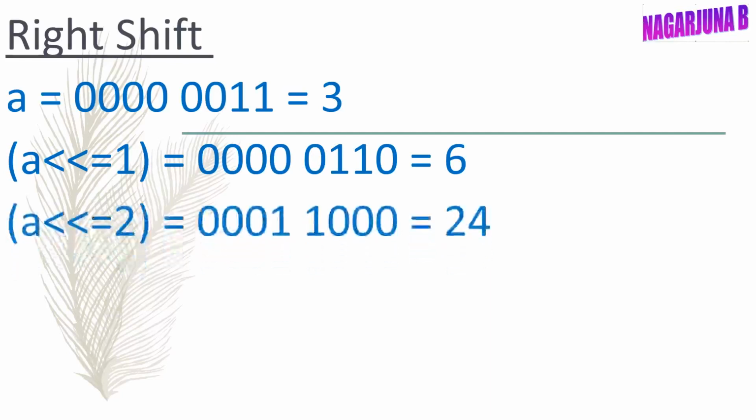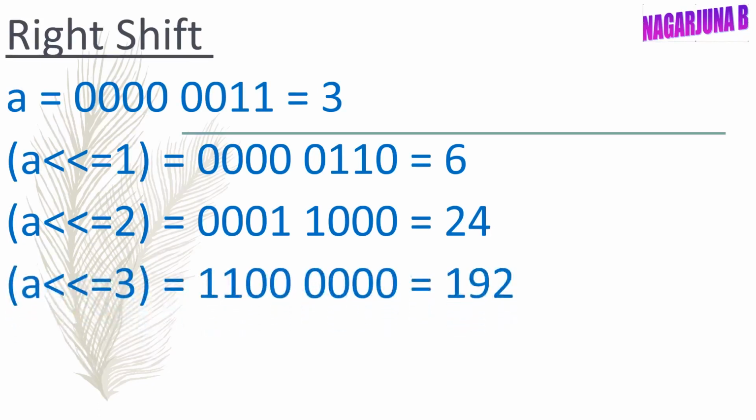Then similarly, another example, A shifted by 2. So this will be equal to 0 0 0 1 1 0 0 0. Initially it was 6. We have shifted 2 bits. 6 into 2 to the power 2, 2 to the power 2 is 4, 4 into 6 is 24. Or else you can directly calculate by considering these binary numbers also. Then A shifted by 3. This will be equal to 1 1 0 0, after that 4 zeros, it will be equal to 192.